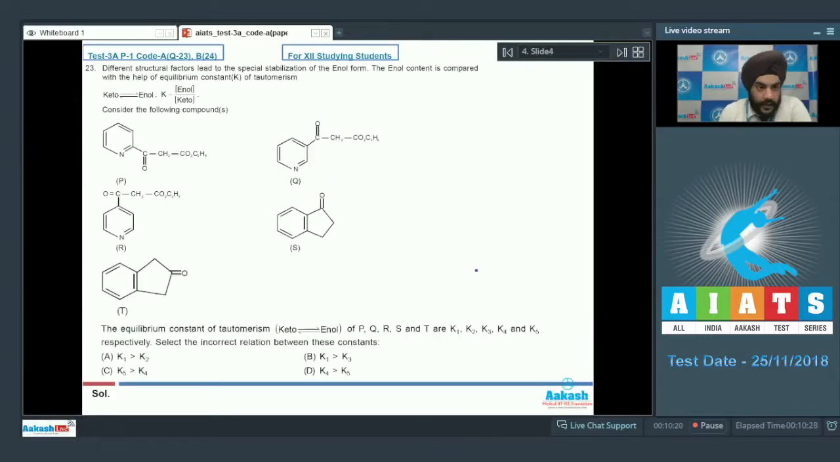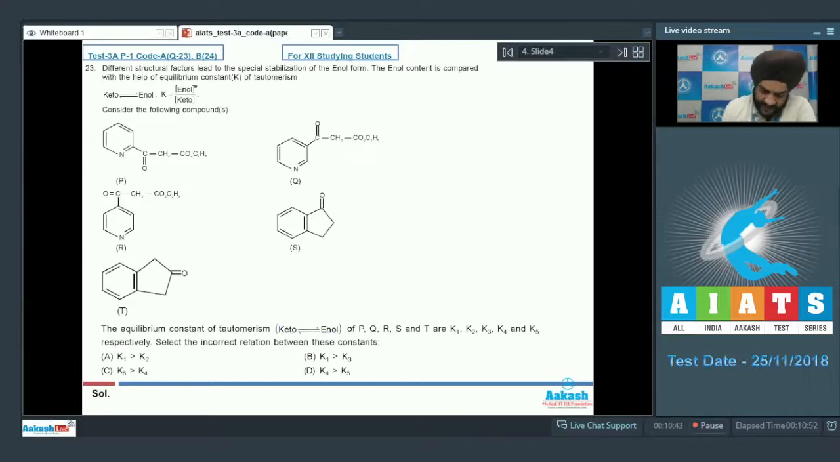Let us look at the next question. Question 23. Different structural factors lead to the special stabilization of the enol form. The enol content is compared with the help of equilibrium constant K of tautomerism. So we have been given 5 compounds and we have to comment on the equilibrium constant of tautomerism between keto and the enol forms.